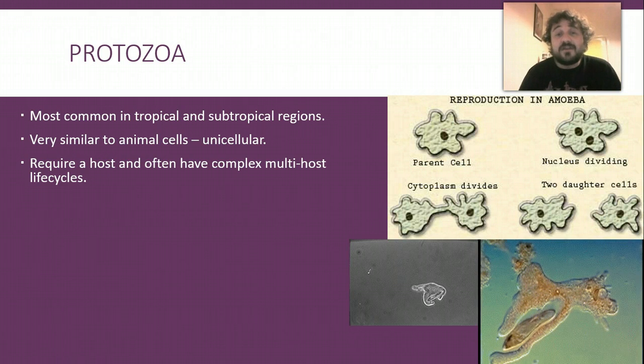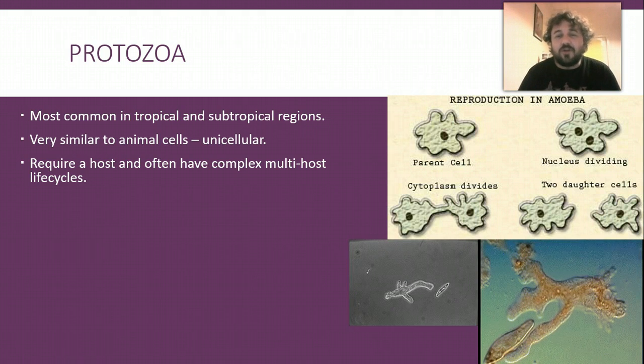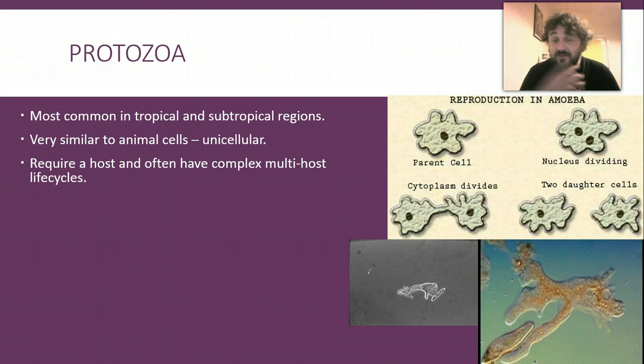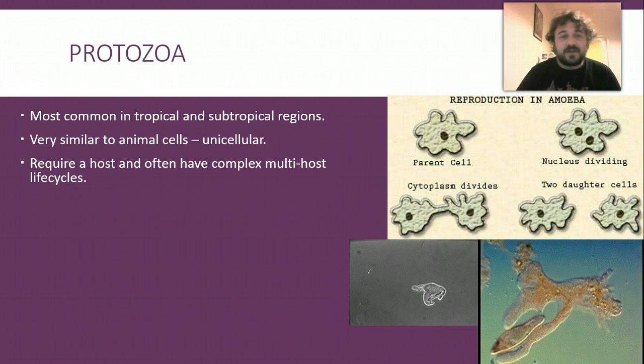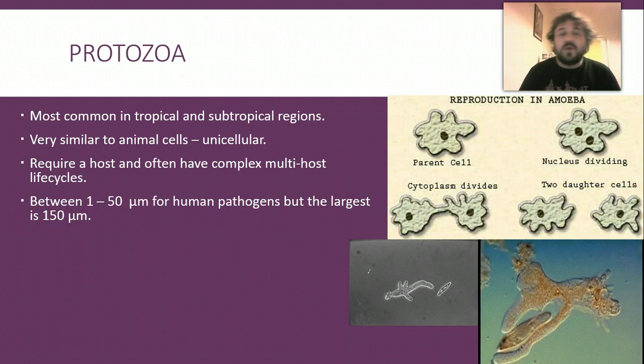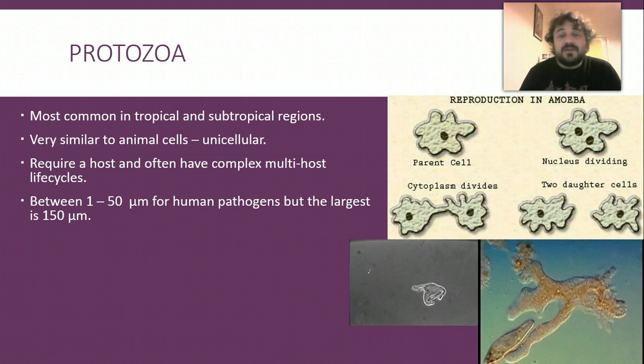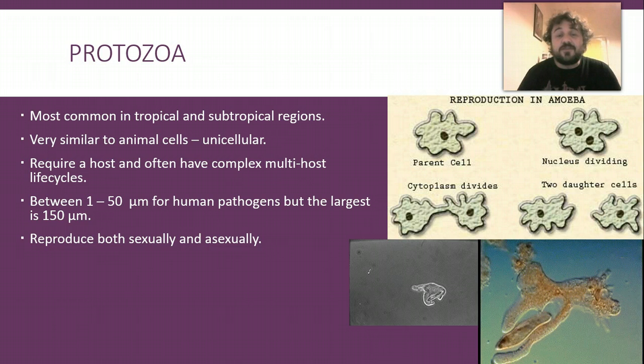All right. They require a host, and they often have complex multi-host life cycles. And we'll see one of those in a minute. It's quite intense. They're between 1 and 50 micrometers for human pathogens, but the largest is about 150 micrometers. So that's pretty insane. All right. They reproduce both sexually and asexually, and this means you actually get a lot more variation.